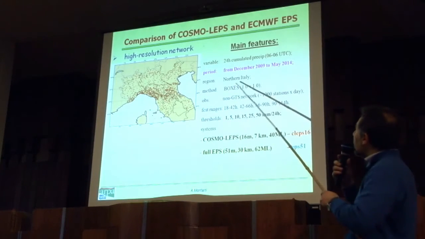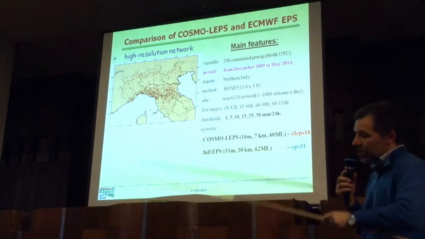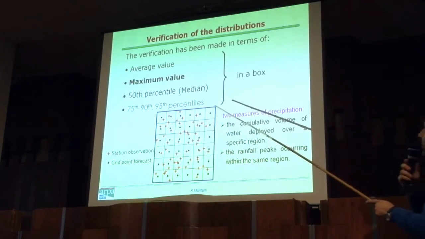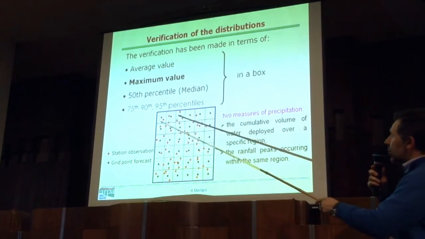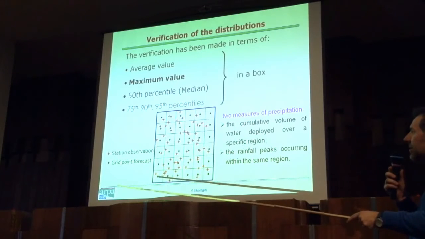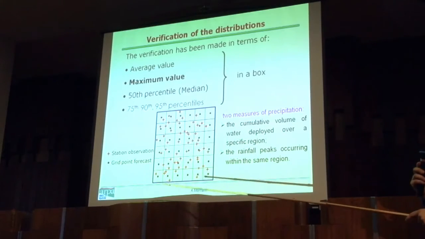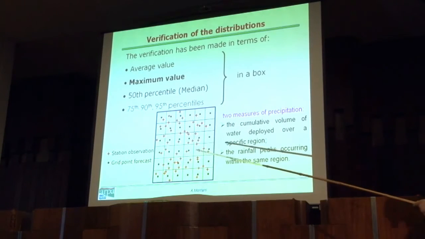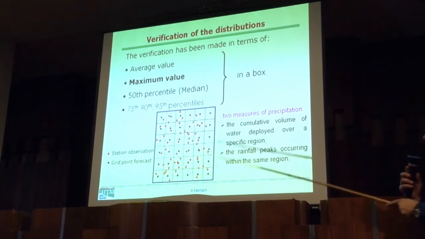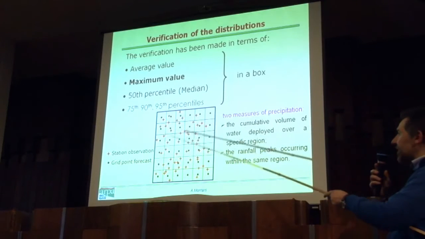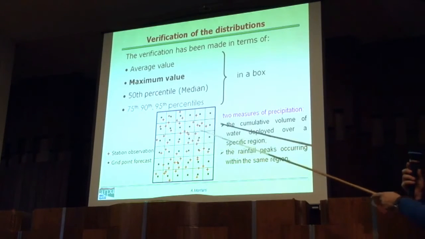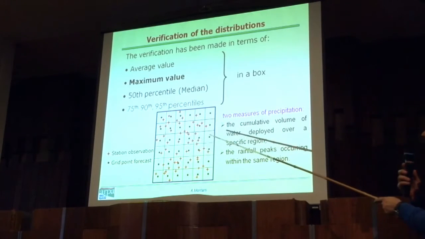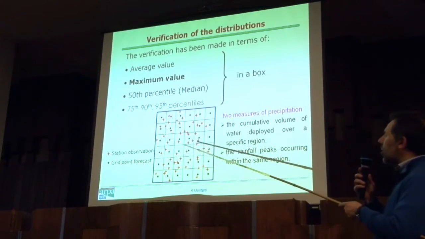Who wins? What we see is the performance over boxes, which means that we made these schematics. I divide the system in boxes. Within each box, I have the grid points, which are the black dots, and I have several observations. Within a box, you can consider the average of precipitation predicted by each ensemble system against the average of observed, or you can consider the maximum value of precipitation against the maximum value of observed.